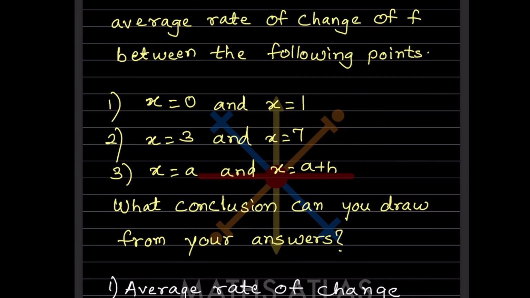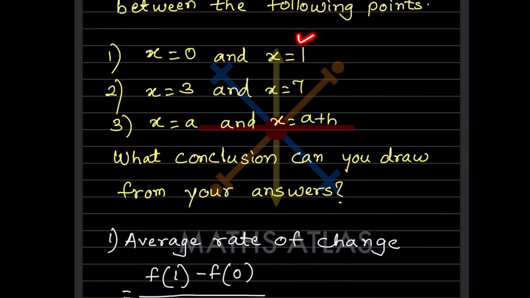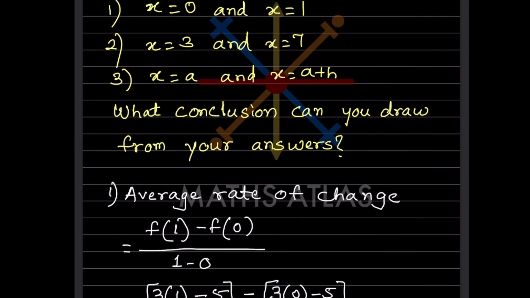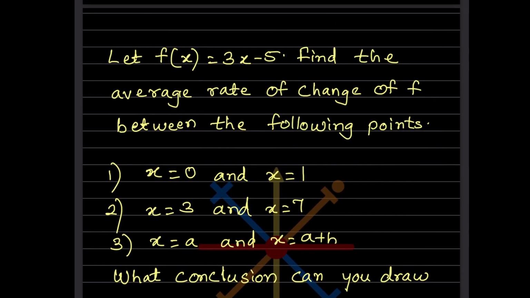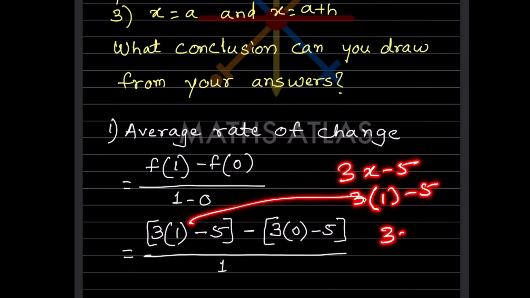So first we will see the average rate of change, where we are going to take f of 1 and f of 0, and here will be 1 minus 0. So f of 1 means you are going to plug it into 3x minus 5, so you will put here 1 minus 5. Again in 3x minus 5, you are going to put 3 into 0 minus 5. This is what is here, because here is 1 and here is 0.